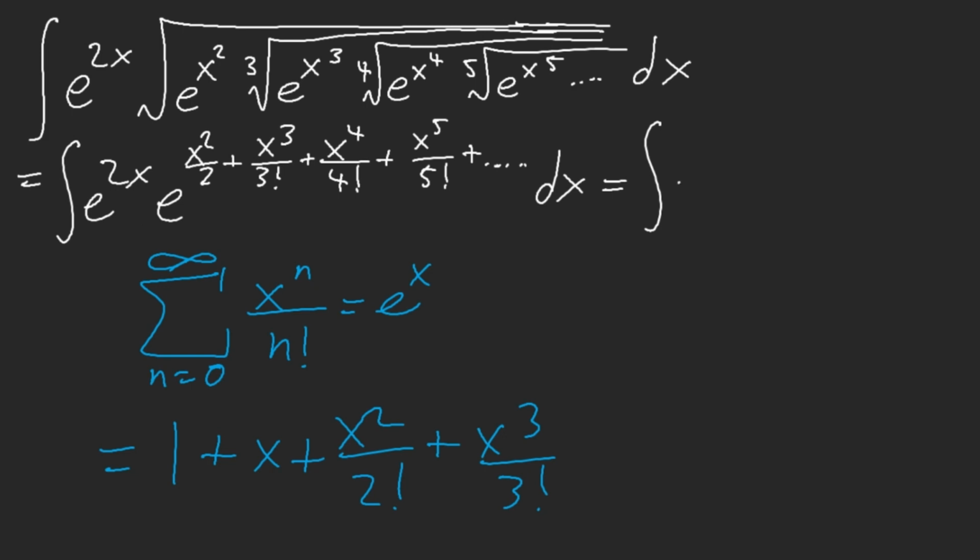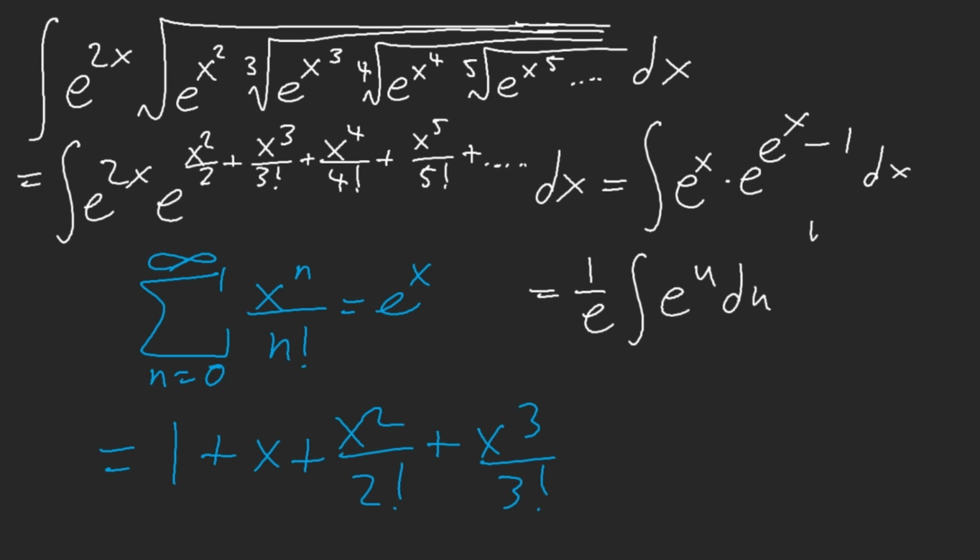We have an extra e to the x here, and then the rest we have e to the x. However, we need that 1. So we add a plus 1, which is inside this e to the x, and then minus 1. Okay? And so now this is just basic u substitution, right? This is 1 over e, and then this is just e to the u du, where u is equal to e to the x, right? And so now the answer is just e to the x minus 1 plus c. So our answer is e to the x minus 1 plus c.